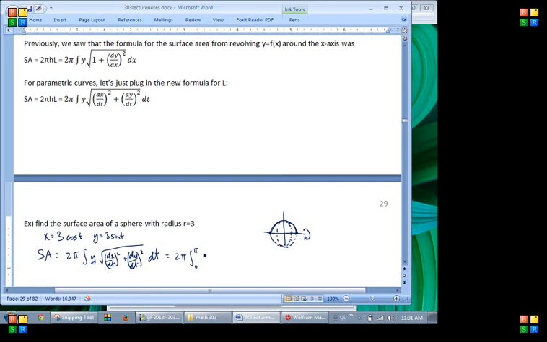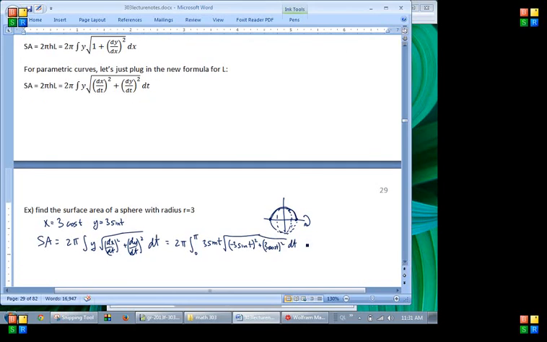Now we need y. So y is 3 sin t. Now we need the square root of. We have the exact same expression that we had before. So, I'm going to write it down. We know this winds up being negative 3 sin t squared plus 3 cos t squared, and that's all going to be dt. But again, as we saw last time, all that simplifies in beautiful fashion. And this just winds up being 2 pi, the integral from 0 to pi of 3 sin t times, that whole thing just winds up being 3.